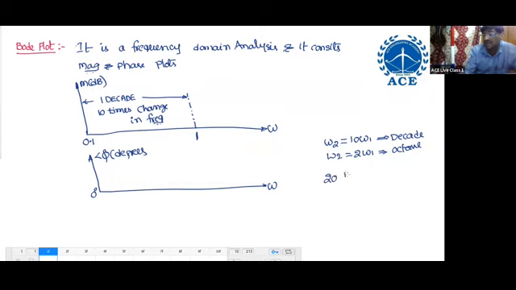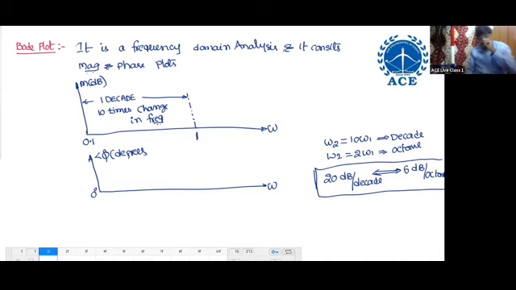The conversion is 20 dB per decade is equal to 6 dB per octave. So up to this we discussed in the last class.